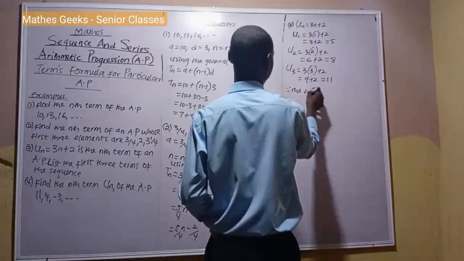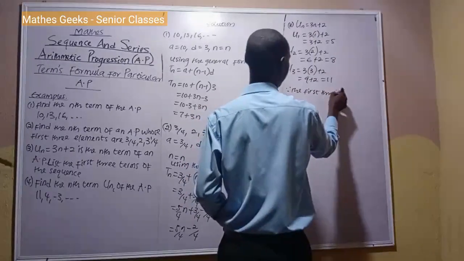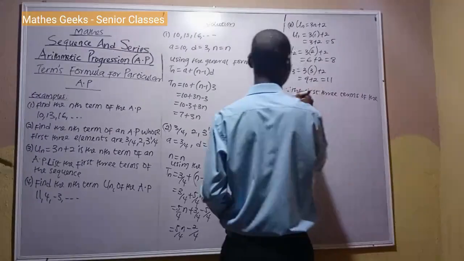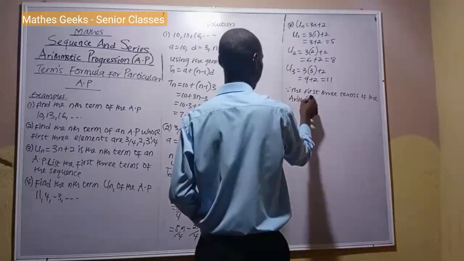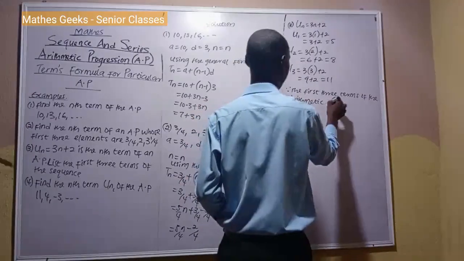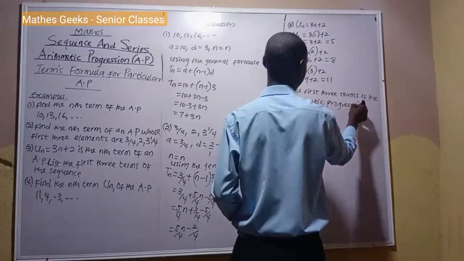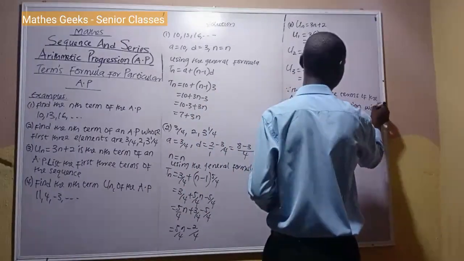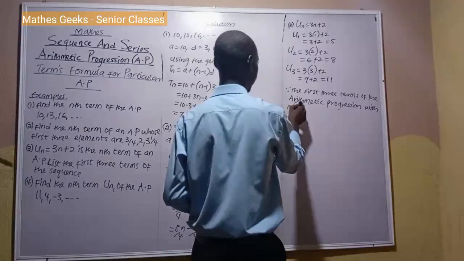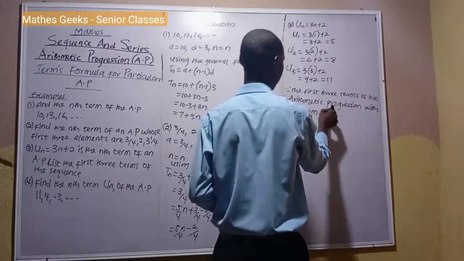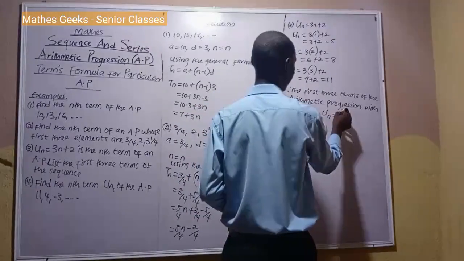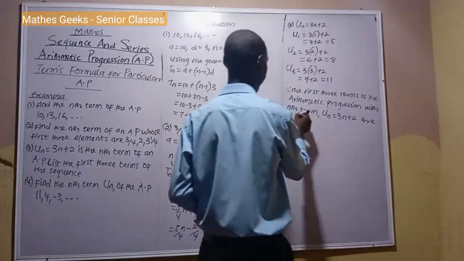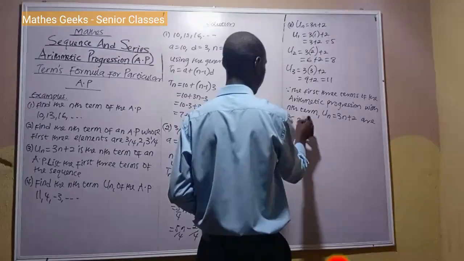Therefore, the first three terms of the arithmetic progression with nth term un equal to 3n plus 2 are 5, 8, 11.